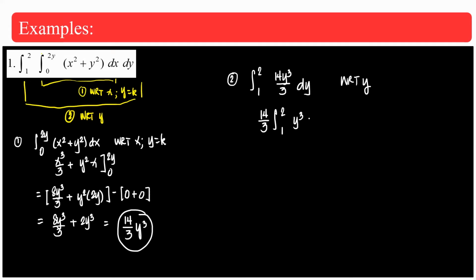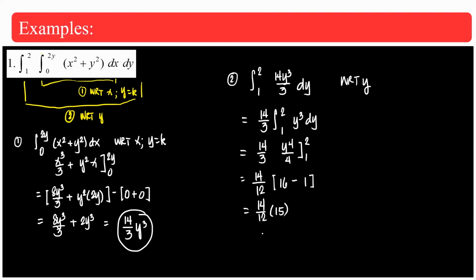1 to 2 of y cubed dy. So 14 thirds times y to the 4 over 4 from 1 to 2, 14 over 12. This one would be 16 minus 1. So 14 over 12, 15. So let's just cancel. 3 becomes 5. This becomes 4. And then we can cancel. That's 2. That's 7. So the answer is 35 over 2. So now this is your final answer.